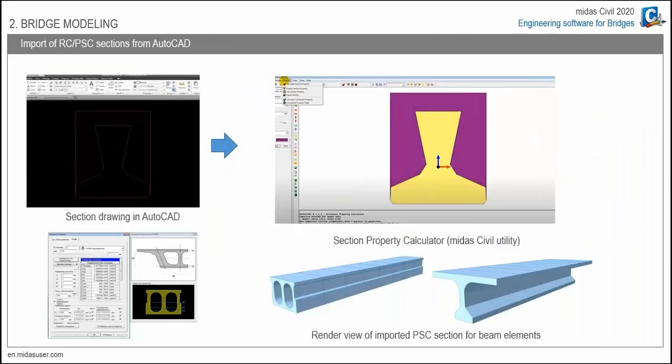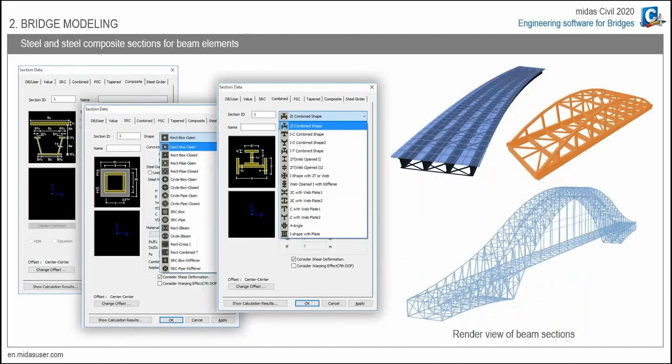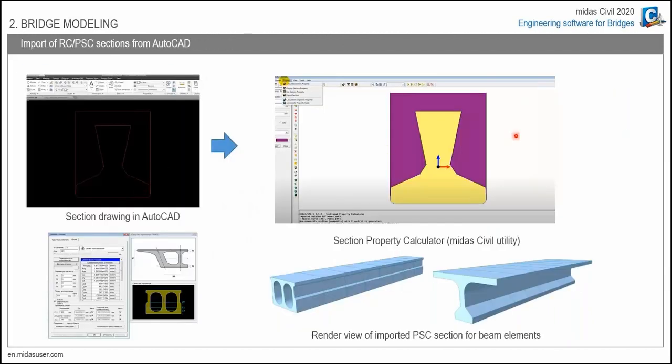Now, there might be cases when certain sections are not available in the program. For example, if you want to define a fish belly curve type of superstructure or some specific type of superstructure, suppose this shape of superstructure. In that case, if we cannot define it in the program, as shown here, then we can go for an AutoCAD import in the section property calculator, which will generate a section for our analysis and design. So this is a very good feature. You just need to have the cross-section drawing in DXF format, which you can import in the section property calculator, which will help us generate the section file, which we can import in Civil and use for analysis and design.